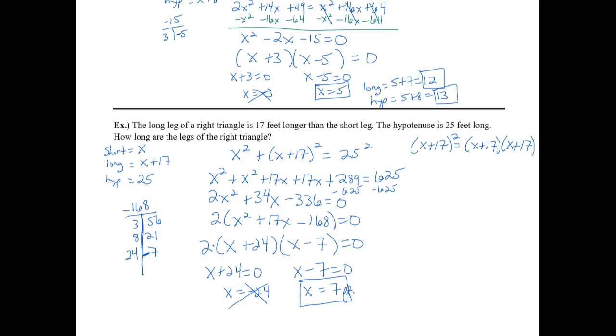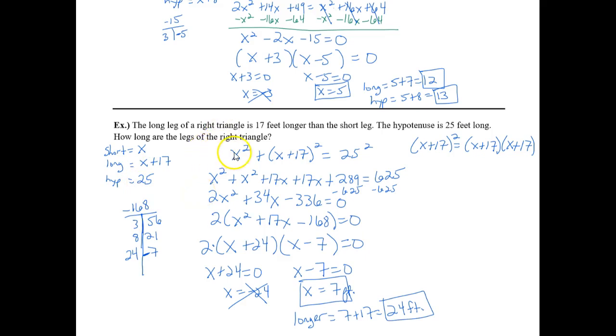And that was the shorter leg. So the longer leg, I'm going to go back up here. It's 17 feet longer than the shorter. So it's going to be the shorter plus 17, and I'll end up with 24 feet. I don't have to find the hypotenuse, it was already there.